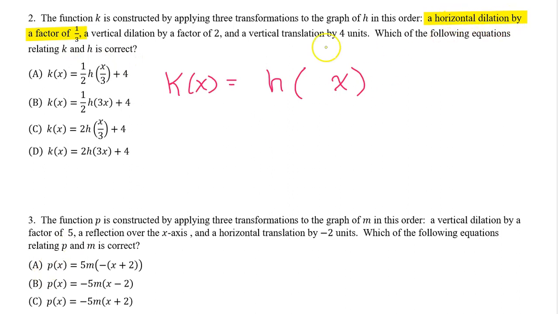A horizontal dilation by a factor of 1/3 will show up right here as a 3. These are always the reciprocal. So right there we've narrowed it down to either B or D. A vertical dilation by a factor of 2 shows up in the very front, and that just is 2. It doesn't make the reciprocal or anything. So that's going to narrow it down to the answer of D. We also have the vertical translation by 4 units, which would show up on the end as a +4, but they all had that, so that didn't really help us anyway.